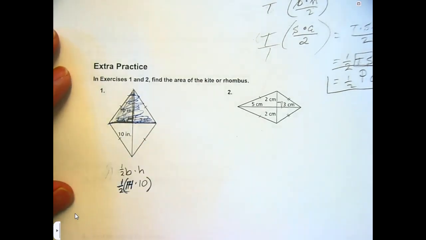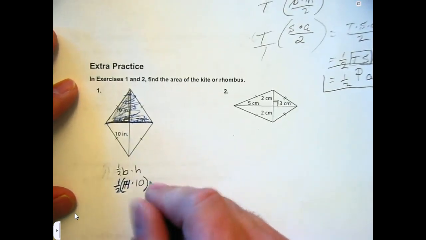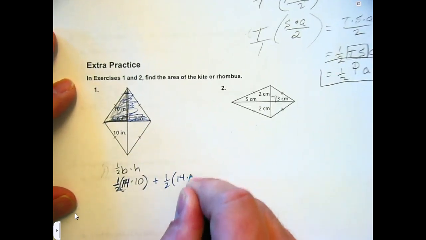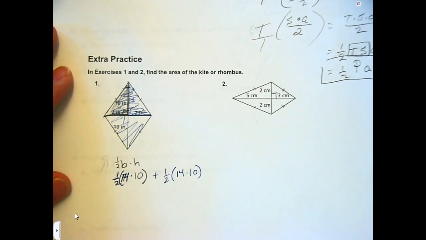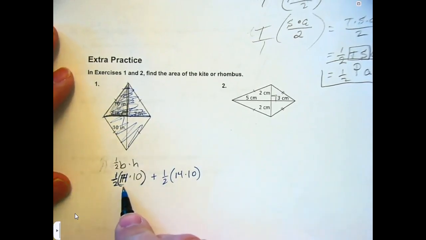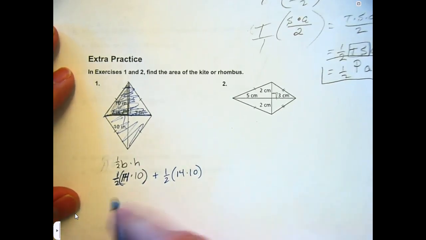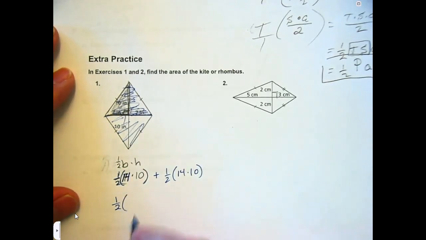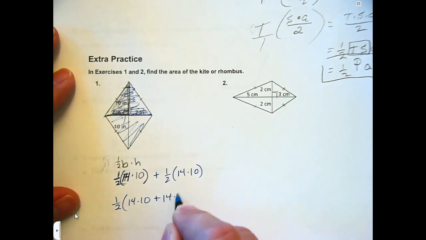Okay, well, how many of those do you have? 2 of them. So you're going to have to go 1/2 14 times 10 plus another 1/2 14 times 10. They're identical triangles. That's going to give you the bottom triangle down here as well. Well, note what you have there. You have what you have in common. You have a 1/2 in common. You have a 14 in common. You have a 10 in common. We could take and factor out that 1/2, and we could say, well, really I'm doing 1/2, and then I'm left with 14 times 10 plus 14 times 10.